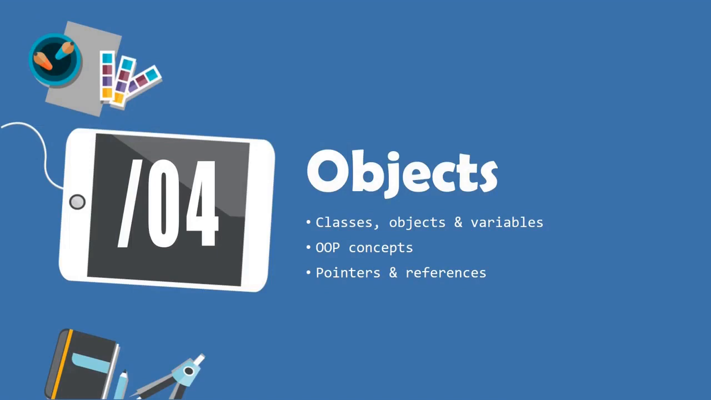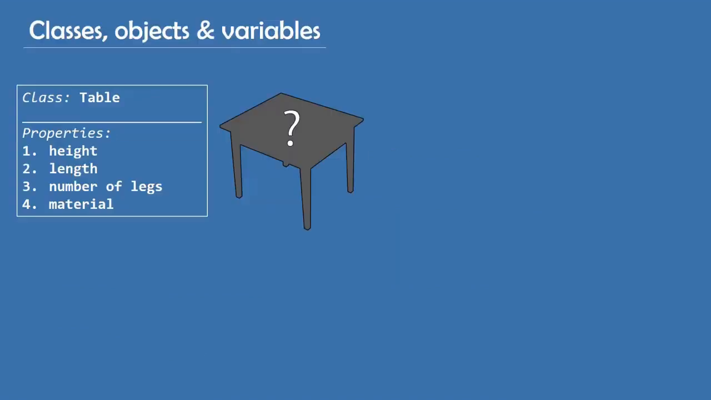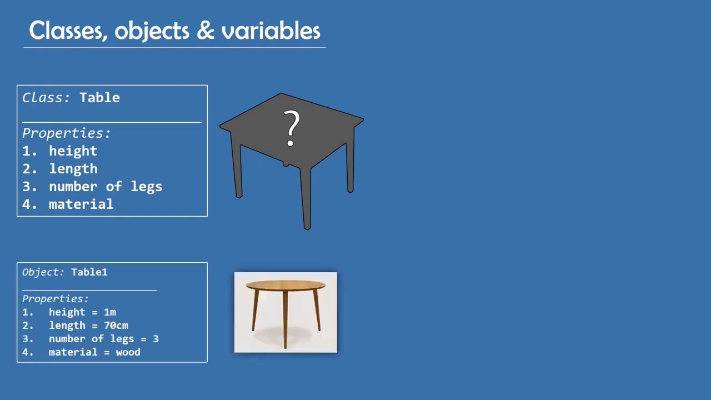Number 4, objects. An object is a particular instance of a class where the object can be a combination of variables, functions, and data structures. For example, let's say we have a class of tables, and a table has certain properties such as height, length, number of legs, material, and so on. Then we have an object of that class, for example table 1, that has a height of 1 meter, length of 70 centimeters, 3 legs, and it's made out of wood.